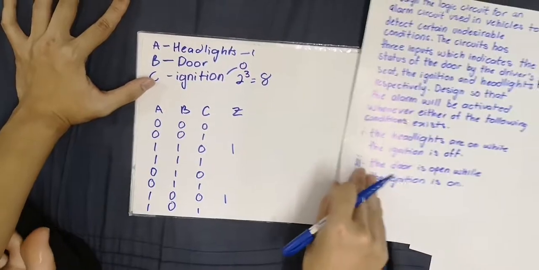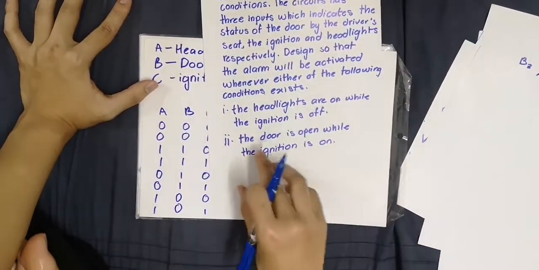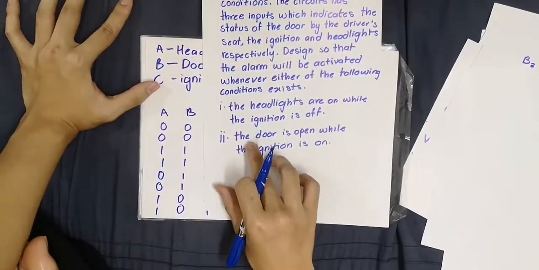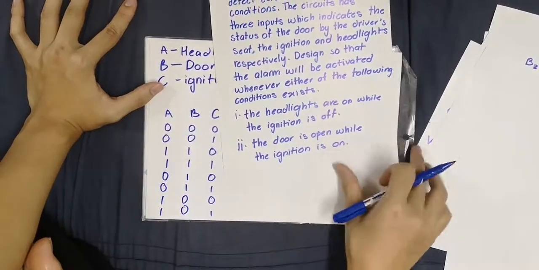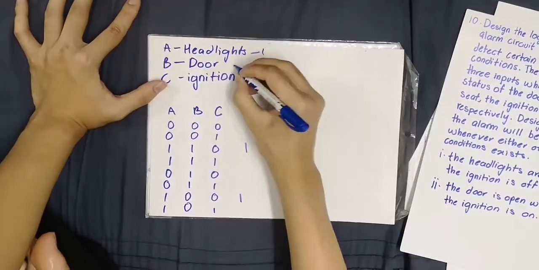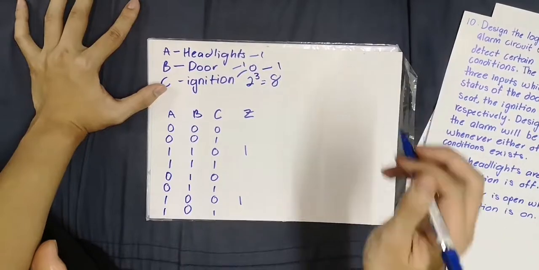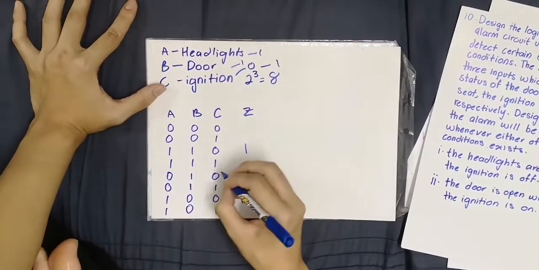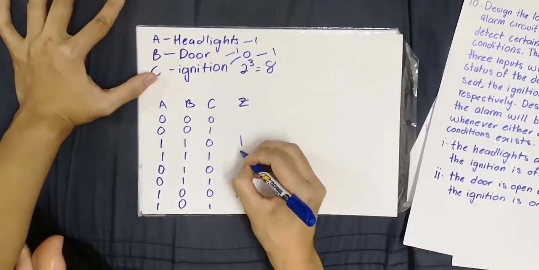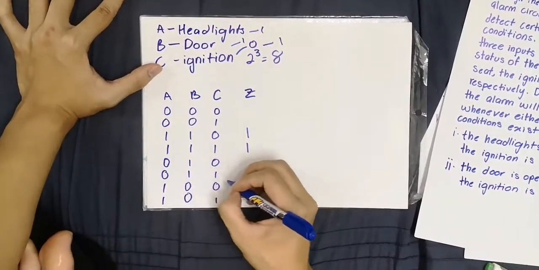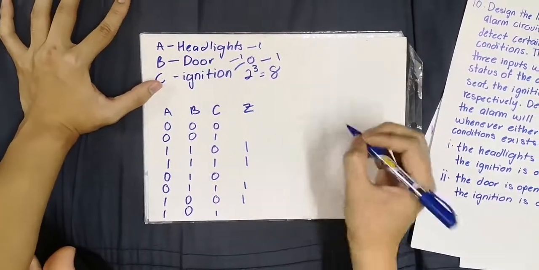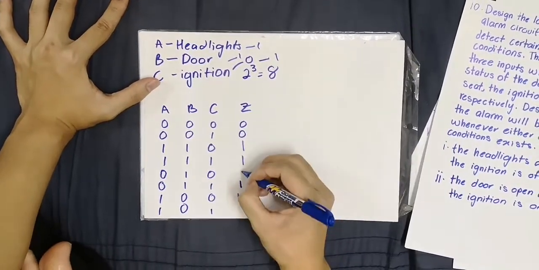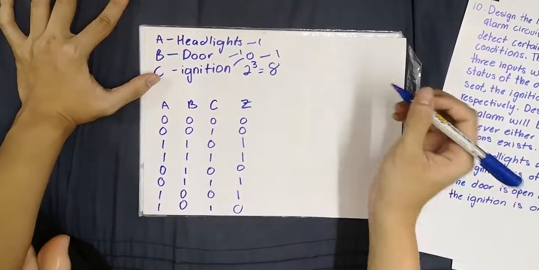And let's take a look at the second condition, which says that the door is open while the ignition is on, which means that B is 1 and C is also 1. From the table we see here B and C are 1, so Z will be 1, and here also B and C are 1, so Z will also be 1, and for the rest we just put in 0, 0, 0, 0.